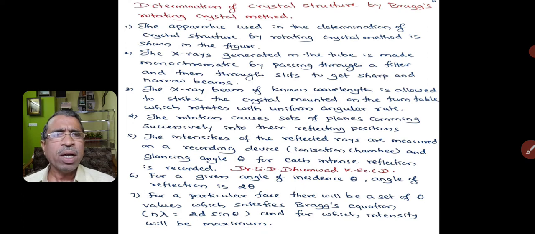For a given angle of incidence theta, the angle of reflection is 2 theta. For a particular plane, there will be a set of theta values which satisfy Bragg's equation and for which intensities will be maximum.